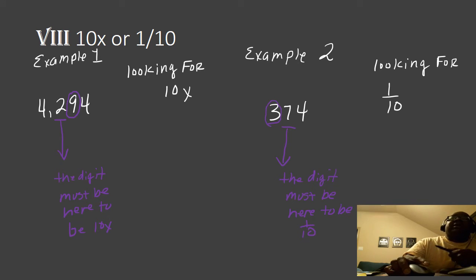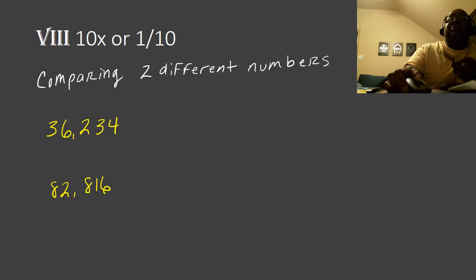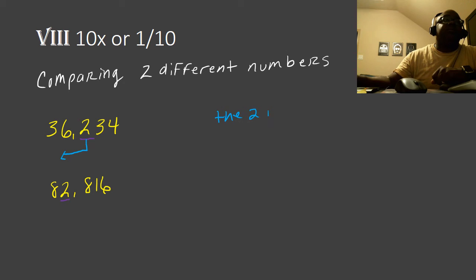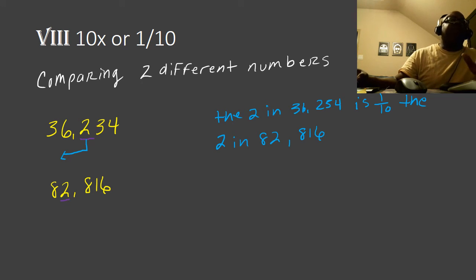All right, so now let's look at another example. Still talking about 10 times of 1/10. Now this time, what if we're trying to compare two different numbers? Let's say we're trying to compare this 2 to that 2. If I go from this 2, which is on the right, to this 2, which is on the left, then I can say that the 2 in 36,234 is 1/10 the 2 in 82,816.